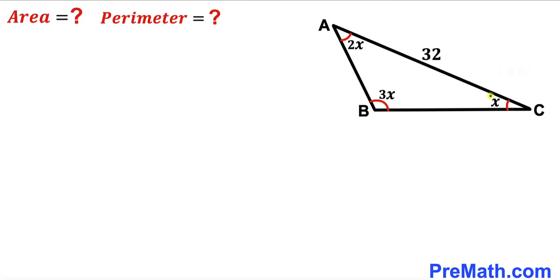We have this triangle ABC, as you can see in the given diagram, such that angle ACB is x, angle CAB is 2x, and angle ABC is 3x. Furthermore, side length AC of this triangle is 32 units. Our task is to calculate the area of this triangle ABC, and we are going to calculate the perimeter of this triangle as well.